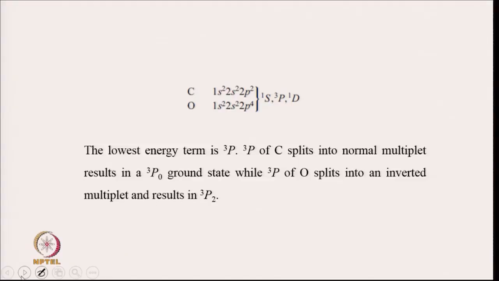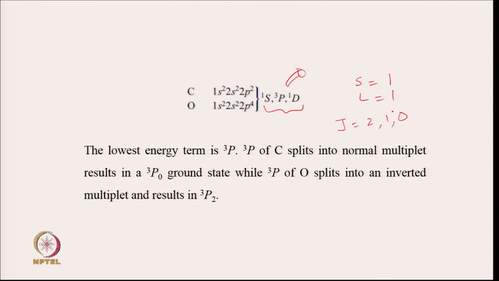Now take this case: carbon and oxygen. They give three different terms. This one has the highest multiplicity, and so this is going to be the ground state. 3P is going to be the ground state for both carbon and oxygen. Now for 3P, S is equal to 1 and L is equal to 1. So it is going to have J values 2, 1, 0.